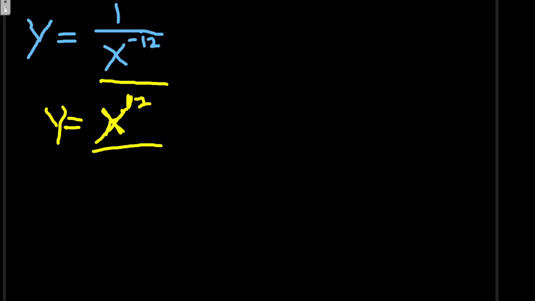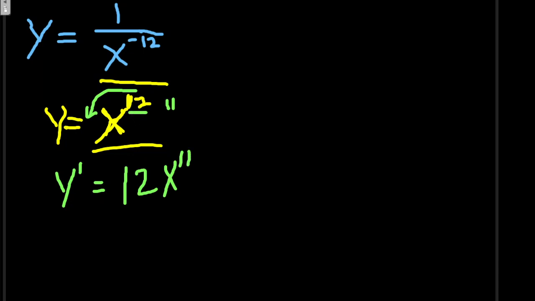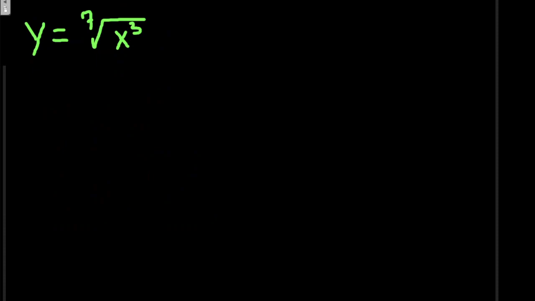Okay, now let's take the derivative of this. We do the exact same thing. Move the 12 up front, and then subtract 1 to get 11 as our new exponent. So all you do is just 12x to the 11. You take the existing one, move it up front, and then you subtract for your new exponent, like this. And this is all there is to this problem.